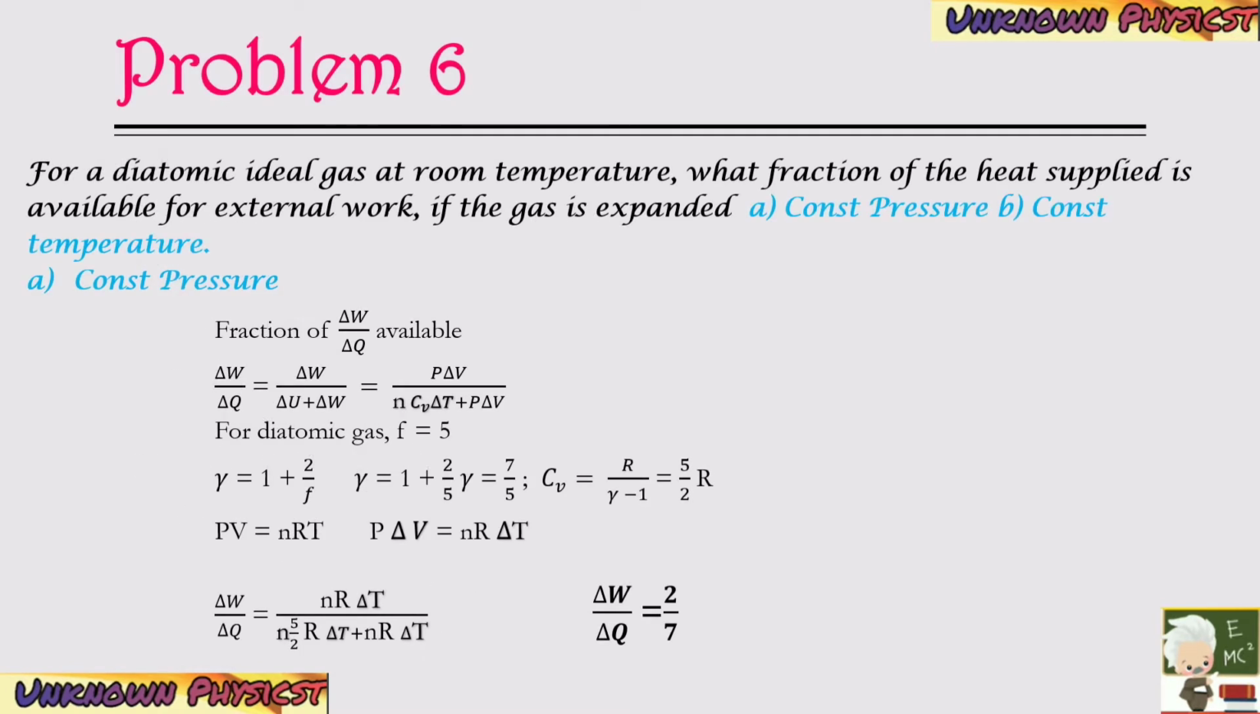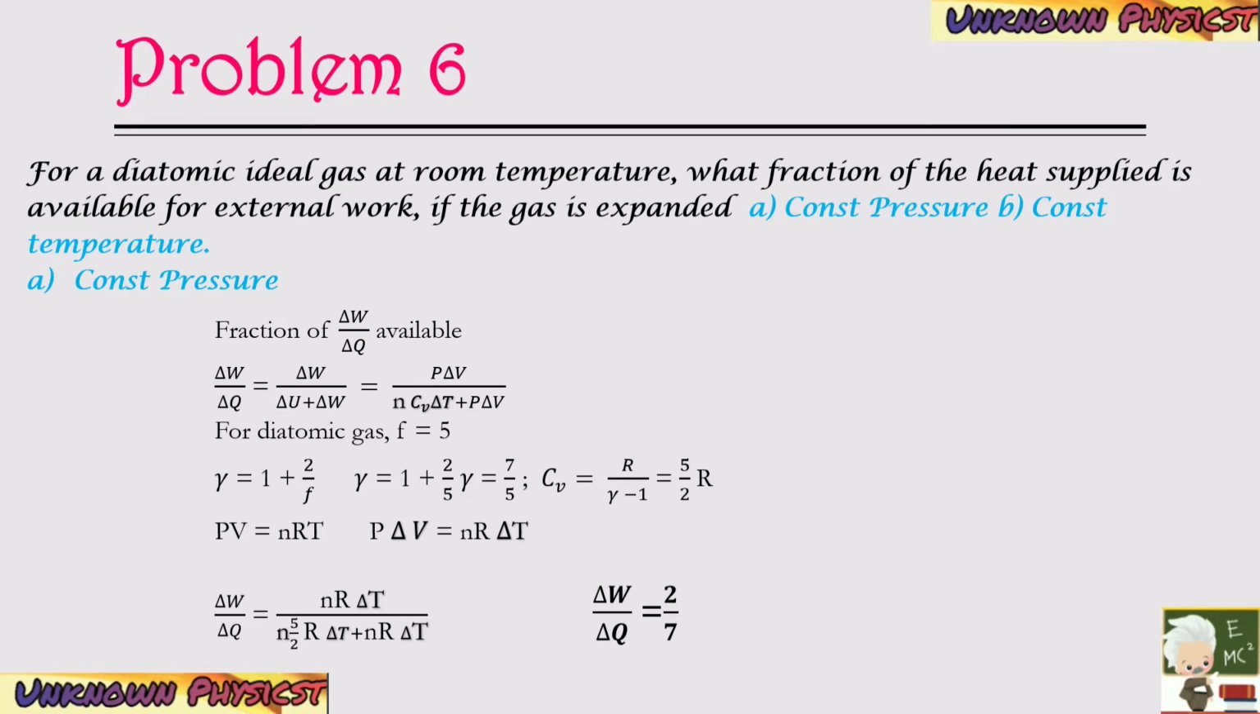So our next problem. For a diatomic ideal gas at room temperature, what fraction of the heat supplied is available for external work if the gas is expanded at constant pressure and at constant temperature? So let us look at constant pressure first. Read the question carefully guys. It is asking for the fraction of heat supplied that is available for external work, so it should be delta W by delta Q.